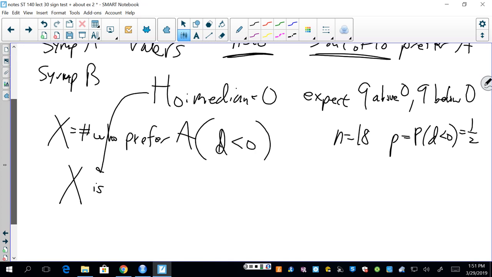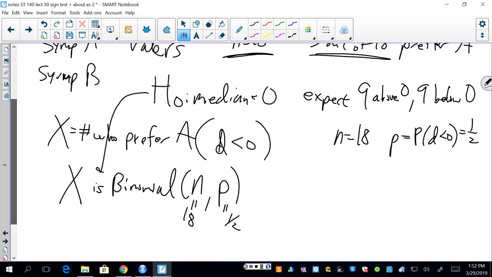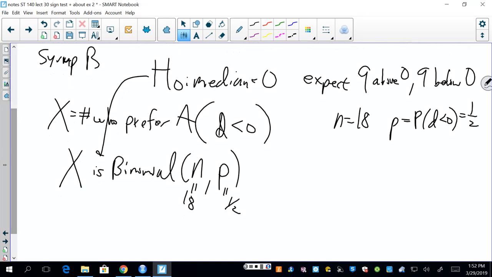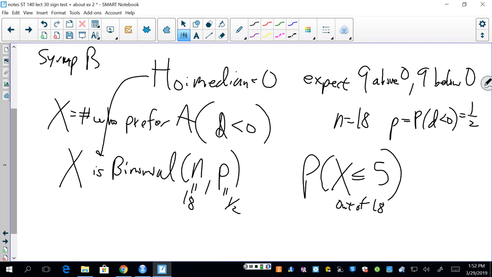So if we have n independent trials, 18 trials, with a probability of 1/2, and they're independent, we're counting, that's a binomial. N is 18 in this case, and p is 1/2. So in hypothesis testing, we calculate the probability of being more extreme than what we got. So we're going to calculate the probability that x is less than or equal to 5, not 18, based on a binomial distribution.